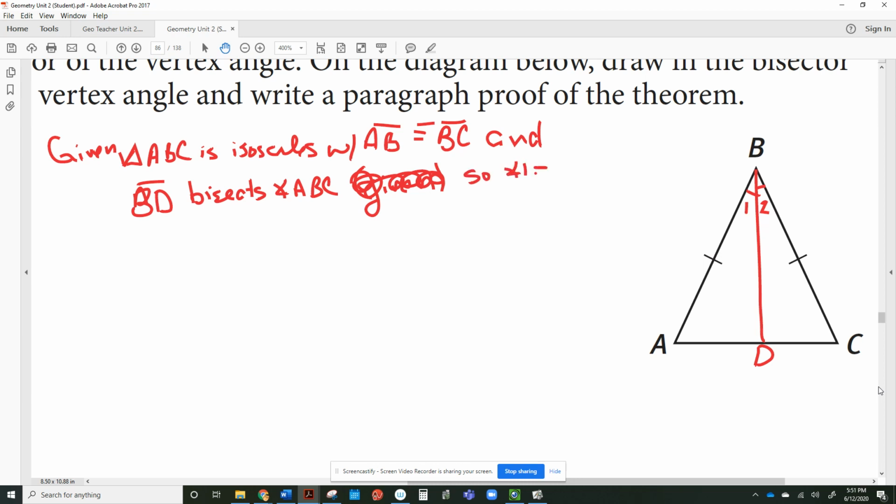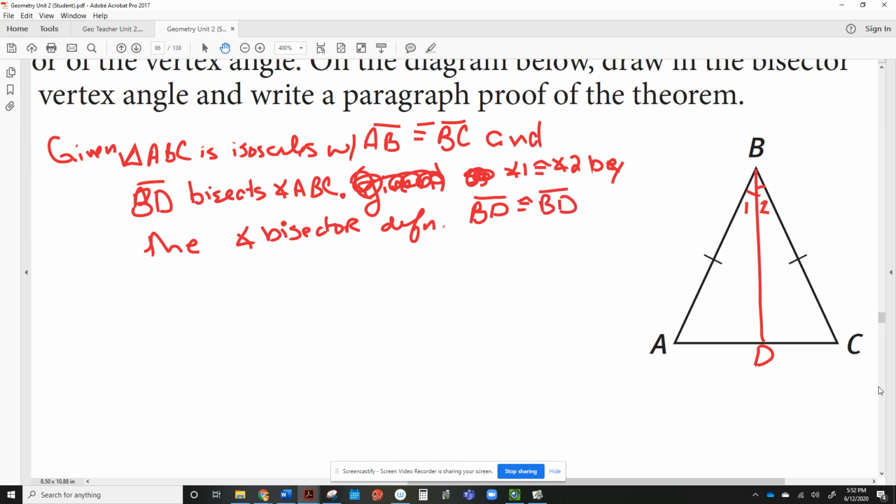so angle 1 is congruent to angle 2 by the angle bisector definition. Or you could end the sentence right here and just say angle 1, angle 2. Angle 1 is congruent to angle 2 by the angle bisector definition. Okay, so we've got a pair of sides. We've stated that the pair of sides is congruent. We have stated that a pair of angles is congruent. And then we can say that side BD is congruent to side BD.